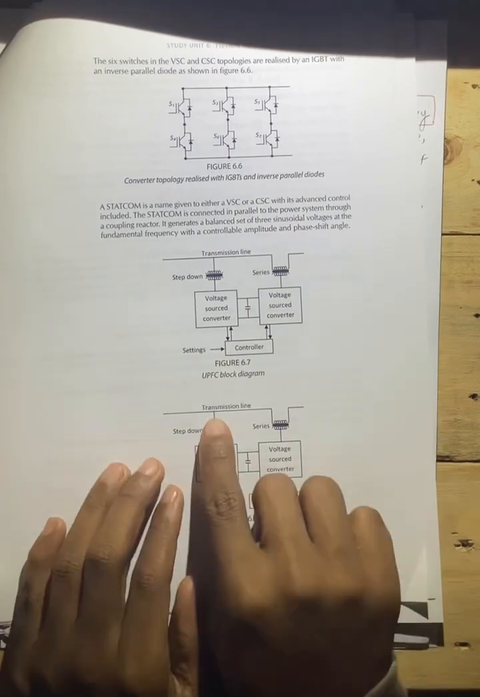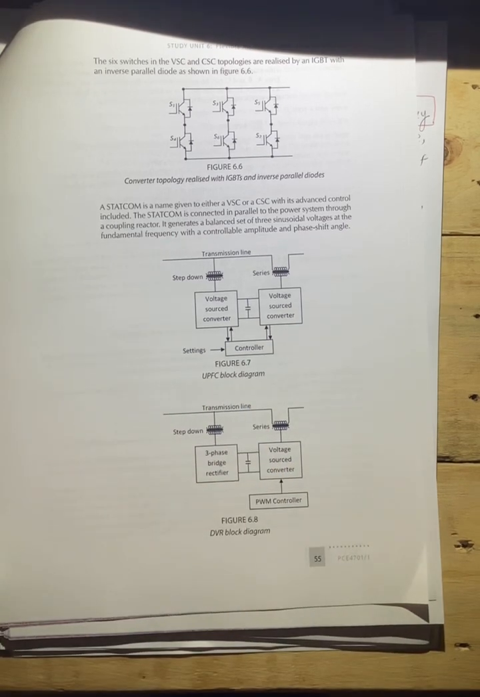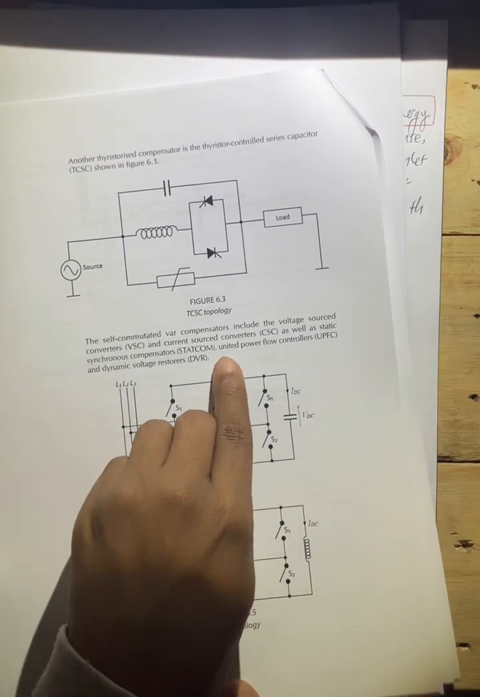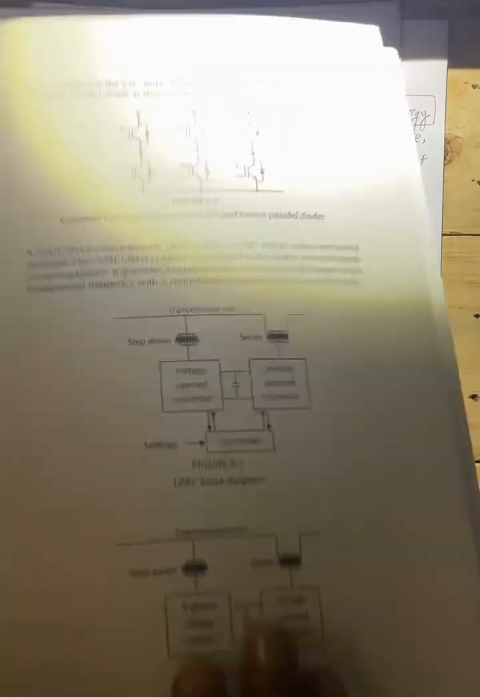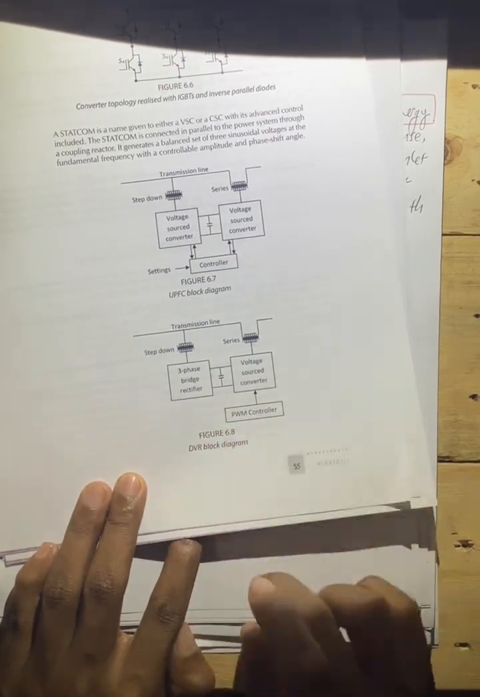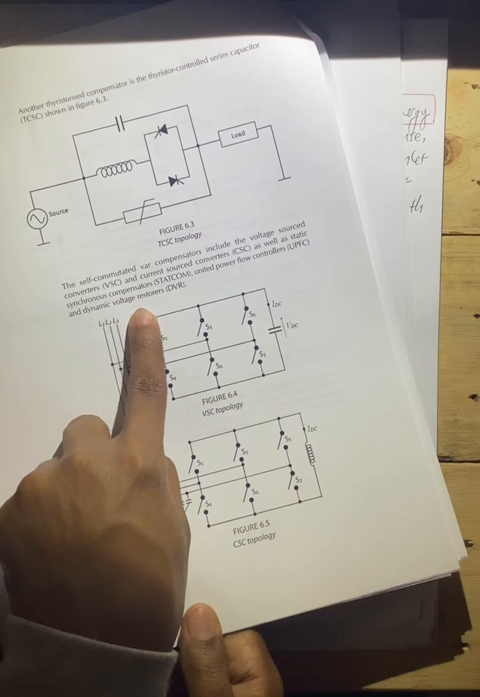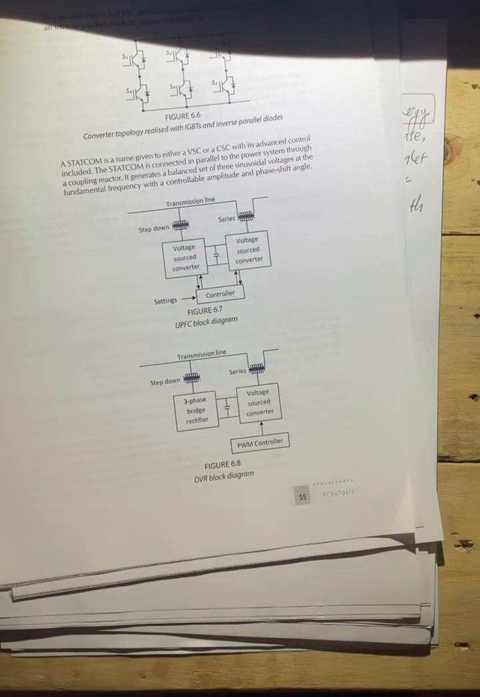Now here we can have a look at what is called a UPFC block diagram. What is a UPFC? It is a Unified Power Flow Controller. This is the block diagram. Over here we have a DVR, and this is the block diagram. Again, what is a DVR? A DVR is a dynamic voltage restorer. And then we will notice the block diagram over here.